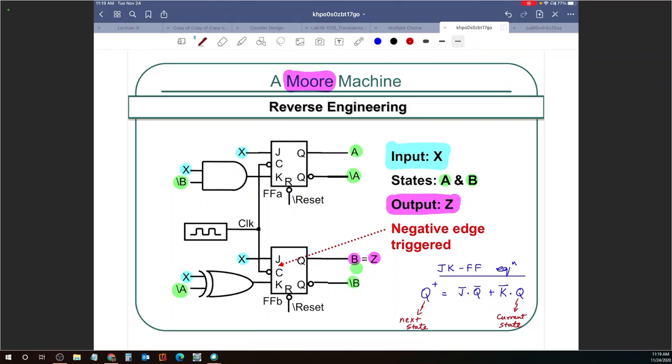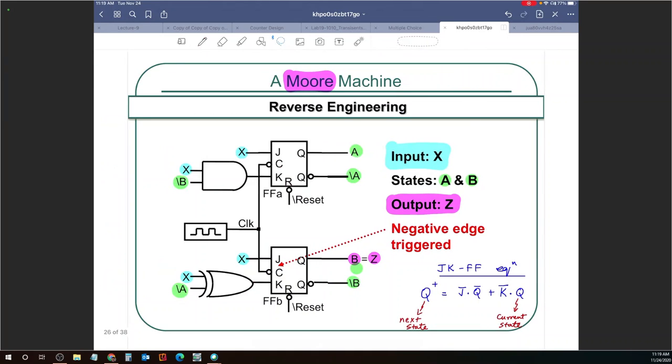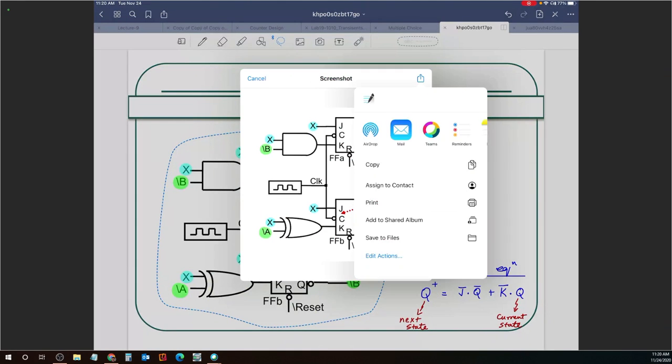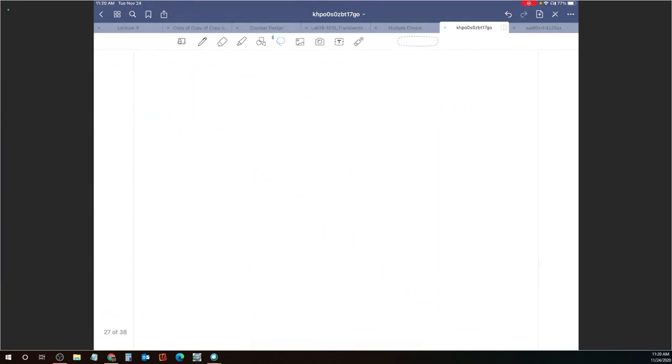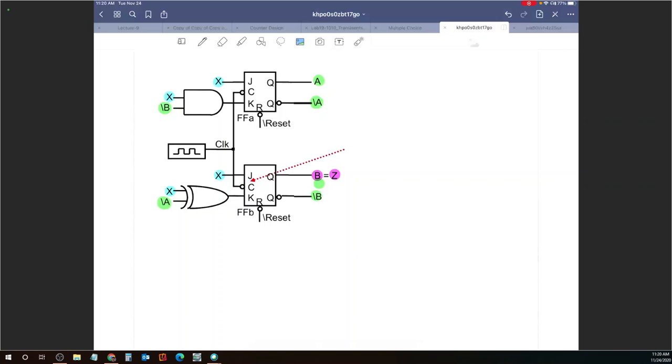So let's do this problem. What I'll do is add a slide here after, and just so that I have this, I'm going to take a screenshot of this circuit and paste it over there. All right. Next, let us focus on flip-flop A.